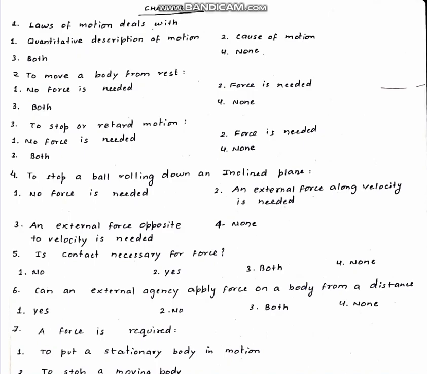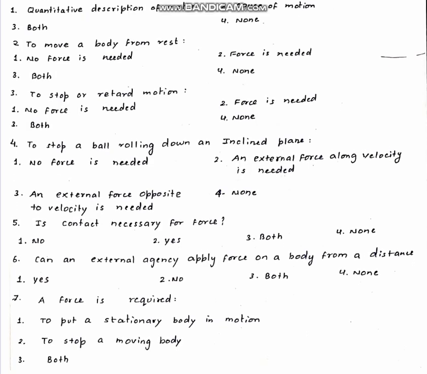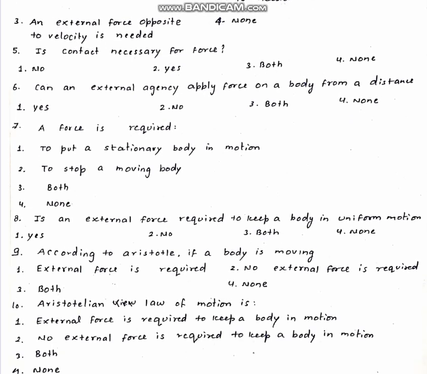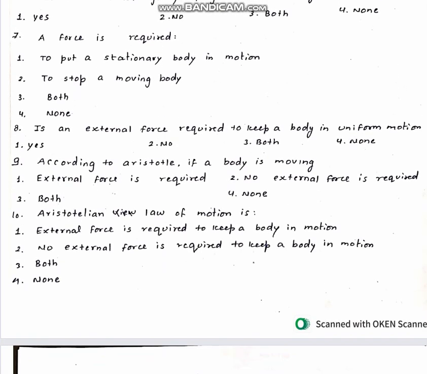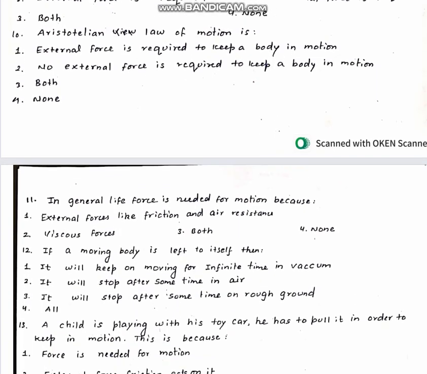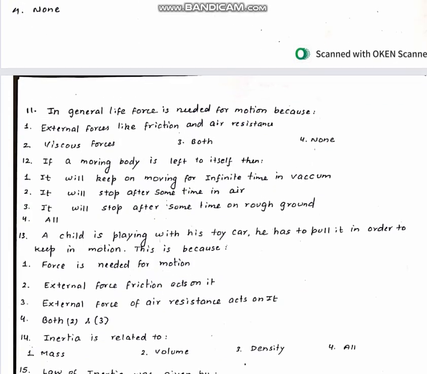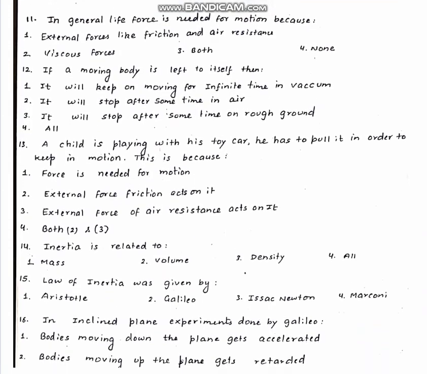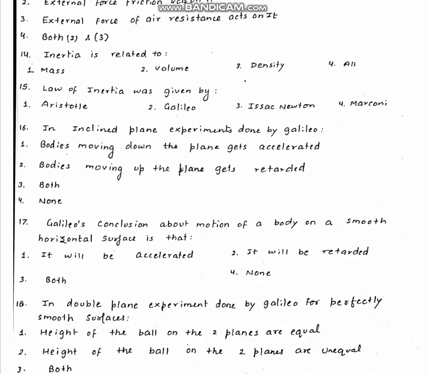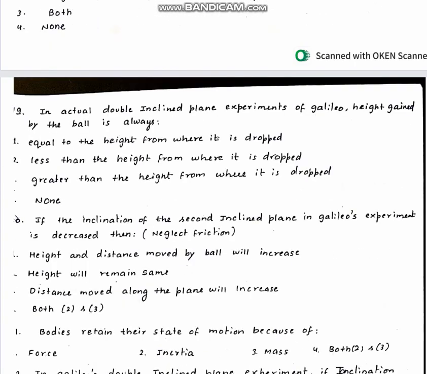So let's start with chapter number 5, which is laws of motion. Initially we have problems concerned with laws of motion, rest and motion. Then we have the concept of force, a stationary and moving body, the concept of external force, then Aristotle's fallacy. Then we have general life things, a child playing, then inertia, law of inertia, inclined plane experiment, Galileo's conclusion, double plane experiments.